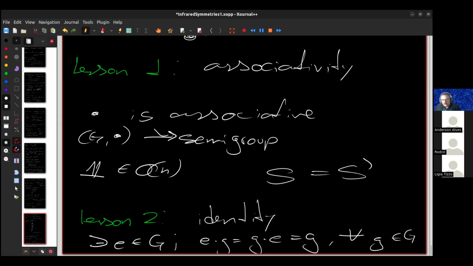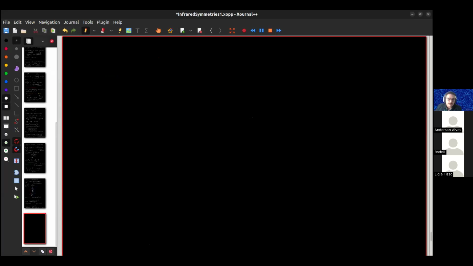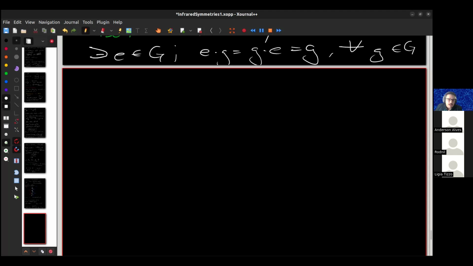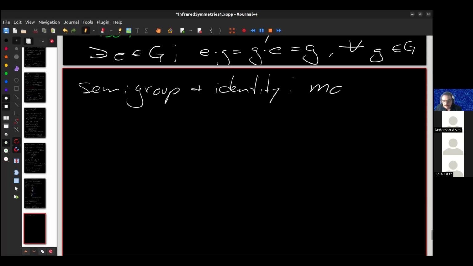So there is this transformation E, the symmetry E, which when I compose with any other transformation, and it doesn't matter the order, I always get the other transformation. So this is a transformation that does nothing, and we call this an identity. And the terminology for semigroup plus identity is a monoid.